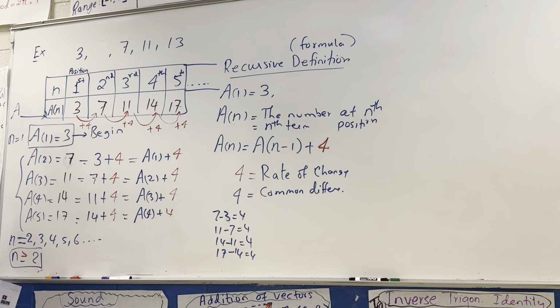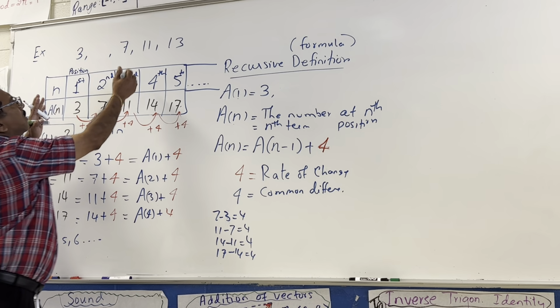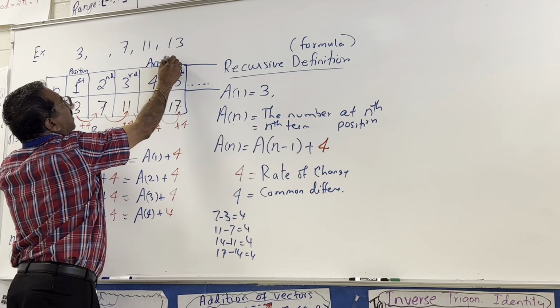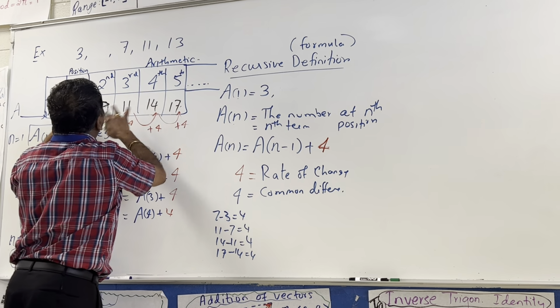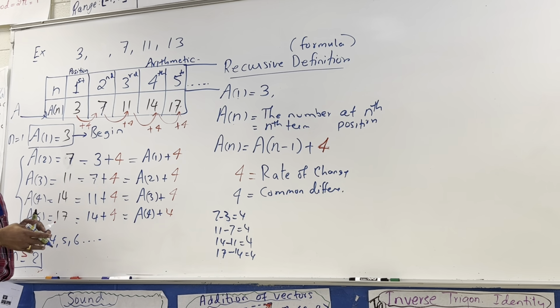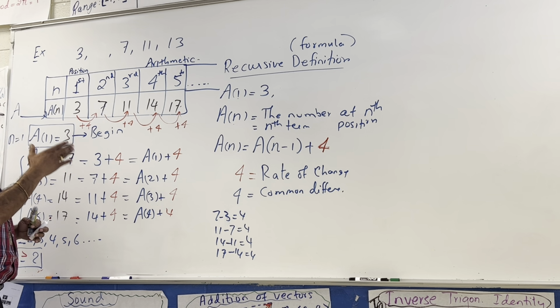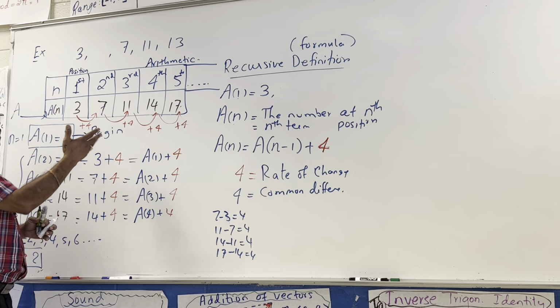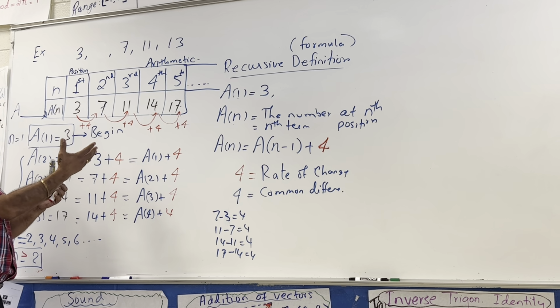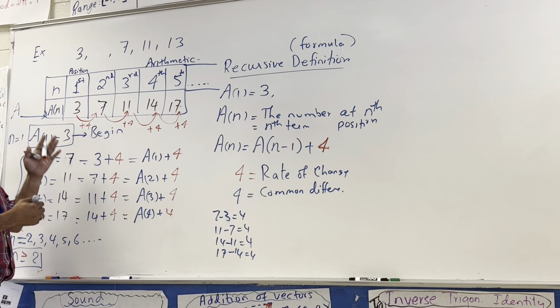I hope this helps to understand what a recursive definition is. And this is an arithmetic sequence. So why is this an arithmetic sequence? Because you can see in the sequence, each time you're adding the same thing. There is a rate of change in this sequence. You are adding the same thing. It doesn't have to be only adding, it can be subtracted also.